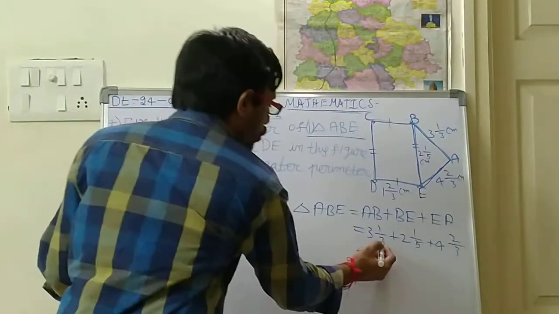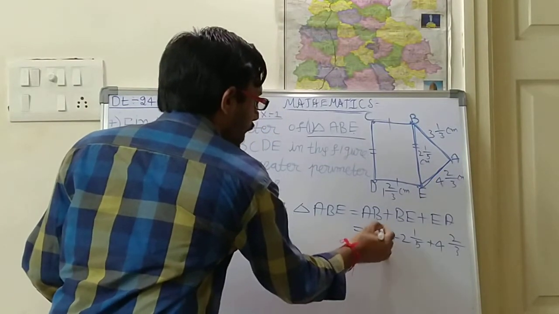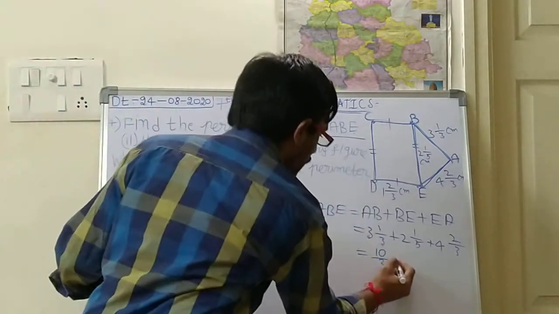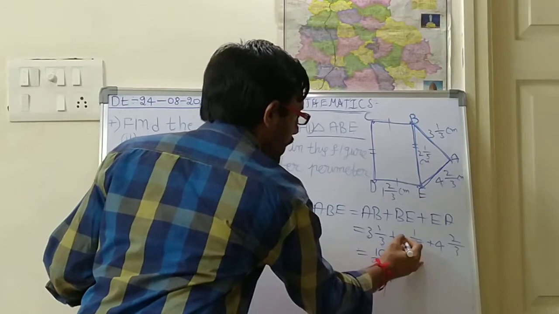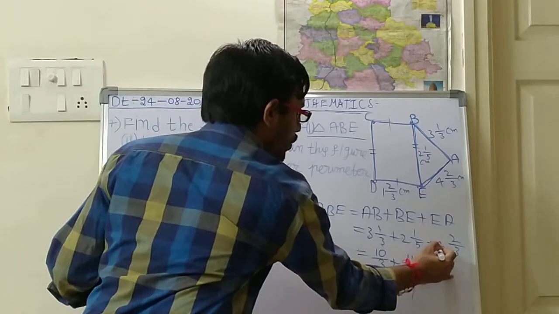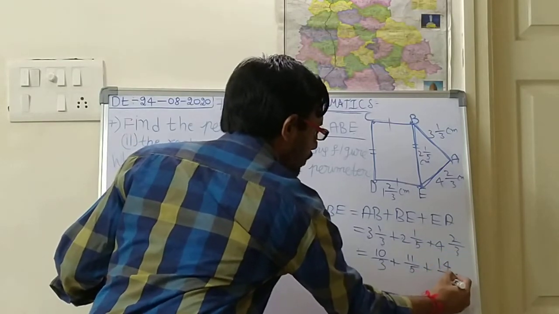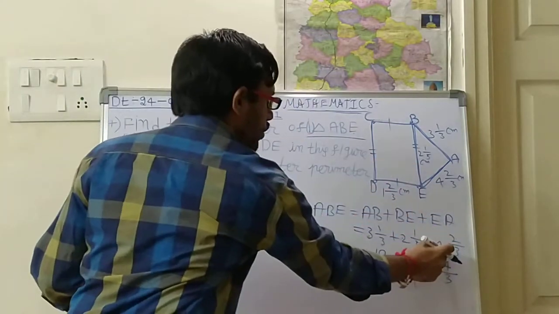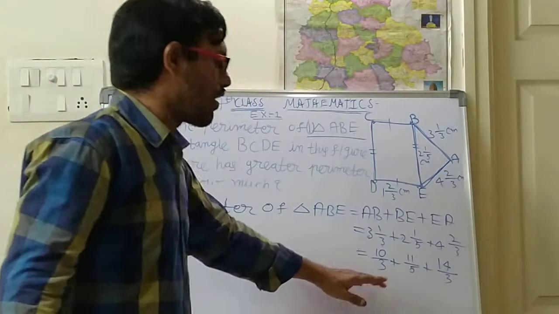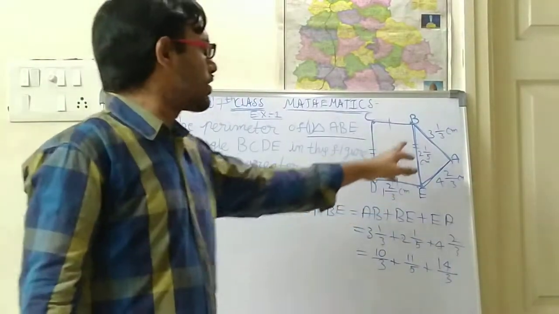How should you convert? 3 into 3 is 9, 9 plus 1 is 10, so 10 by 3. Next, 5 into 2 is 10, 10 plus 1 is 11, so 11 by 5. Next, 3 into 4 is 12, 12 plus 2 is 14, so 14 by 3. Now we have converted these three values into improper fractions.